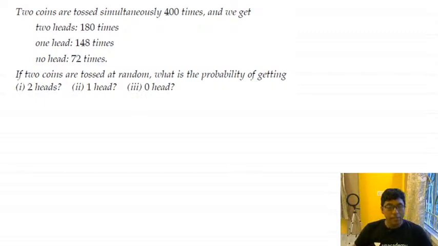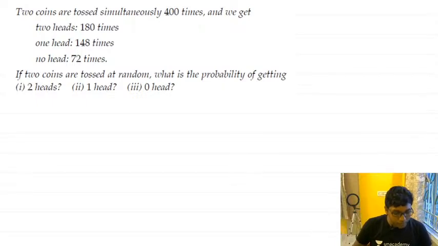So we are going with the next question. It says that two coins are tossed simultaneously 400 times, and we got two heads 180 times, one head 148 times, no head 72 times. If two coins are tossed at random, what is the probability of getting 2 heads, 1 head, 0 heads? What is the probability?